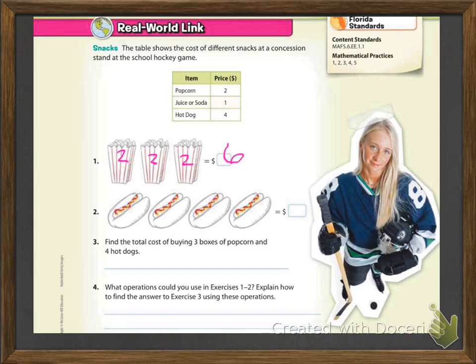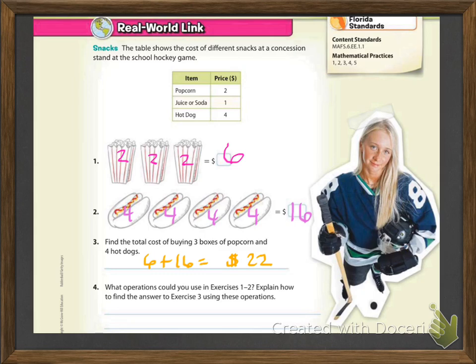Now let's look at the hot dogs. I'm going to change colors here, if only slightly. Remember, our hot dogs are $4, so it will be 4, 4, 4, and 4, which means we will spend $16 on hot dogs. So then it says find the total cost of buying 3 boxes of popcorn and 4 hot dogs. So you're going to take that 6 and you're going to add it to the 16, and then you're going to get a total of $22.